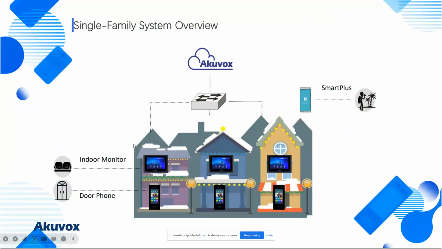I just want to know, if we have installed a video door phone on an outside gate and an indoor monitor inside the house, and some people using the Smart Plus app, what can we set on that part? I want to make a configuration where when anyone presses the door phone bell, the call goes to all the indoor monitors and the Smart Plus app in parallel.